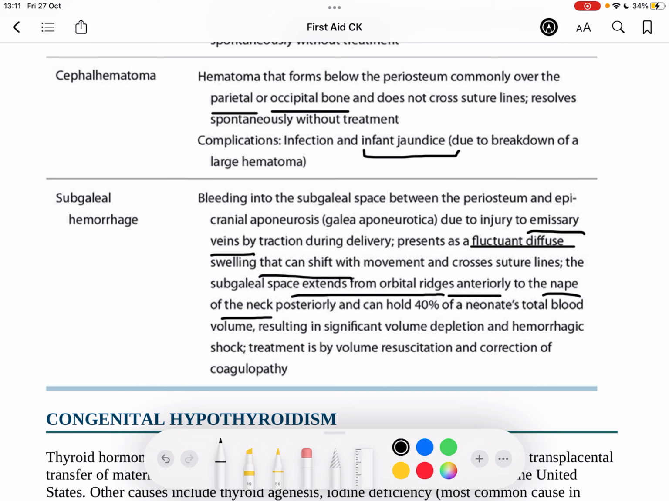And it can hold up to 40% of neonates' total blood, so this is an emergency, essentially. It can result in significant volume depletion, it can result in hemorrhagic shock, so the treatment will be mainly revolved around volume resuscitation and coagulopathy correction, okay?